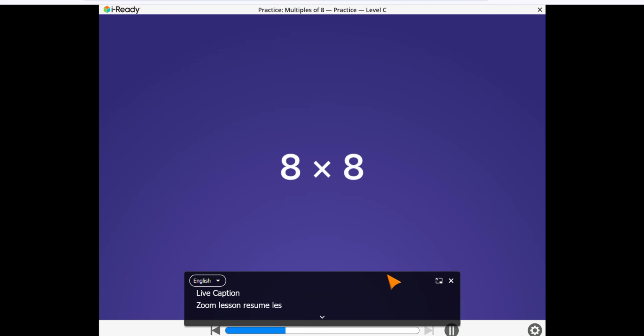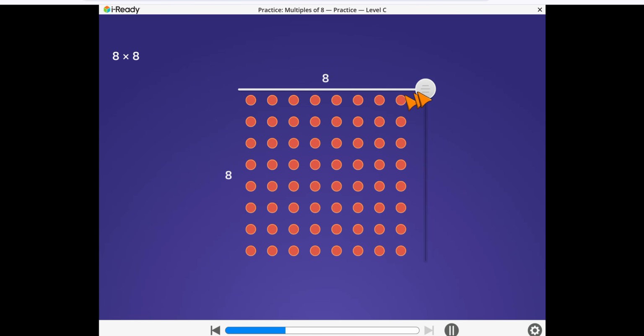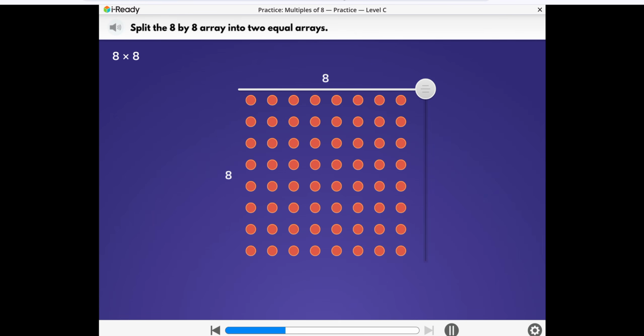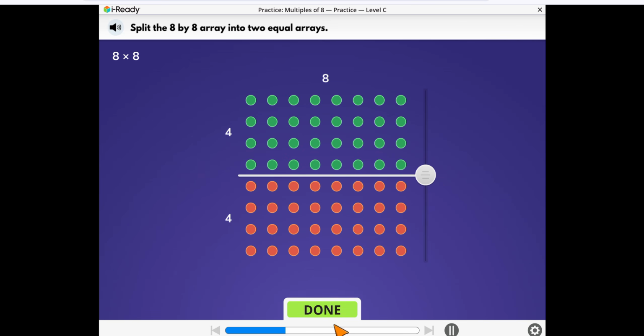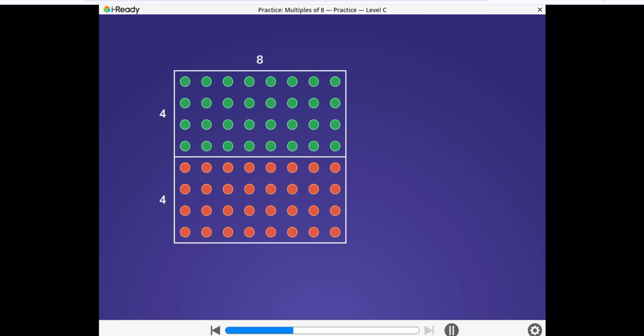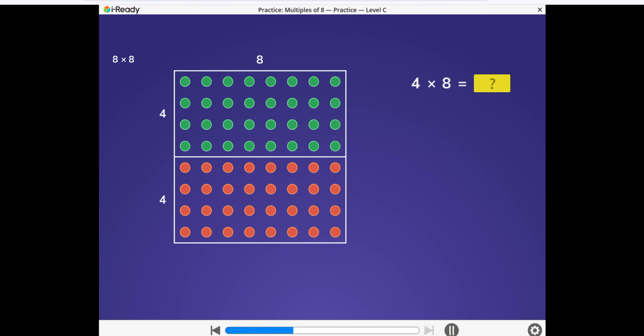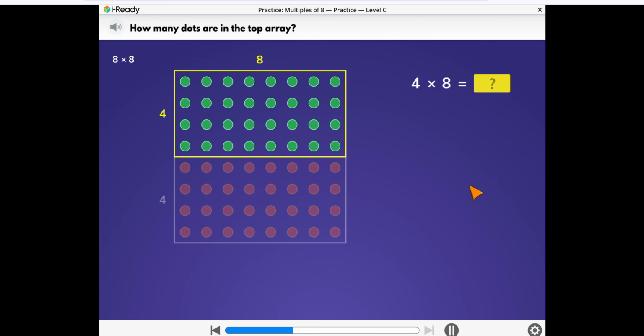So let's click on the next button. Let's find 8 times 8. So what is 8 times 8? Split the 8 by 8 array into 2 equal arrays. I mean, we can't split factors, but split the array into equal arrays. That's 4 and 4, guys. Each array has 4 rows of 8 dots. How many dots are in the top array?